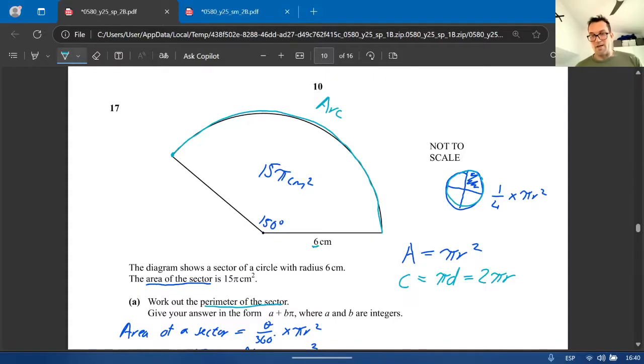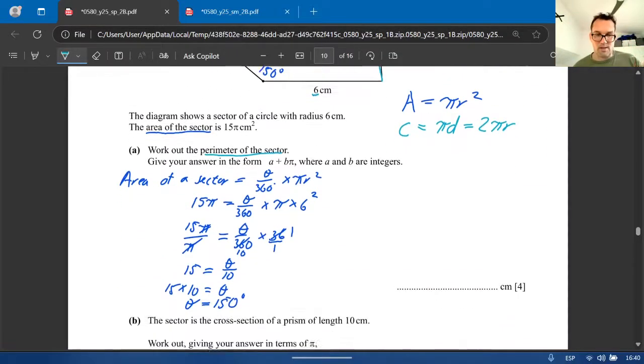But then an arc, again, is just a fraction of that, just like the sector. Arc length is the angle in the middle over 360 times the circumference. Now we got the angle in the middle, that's 150, and we got the radius, which is 6.